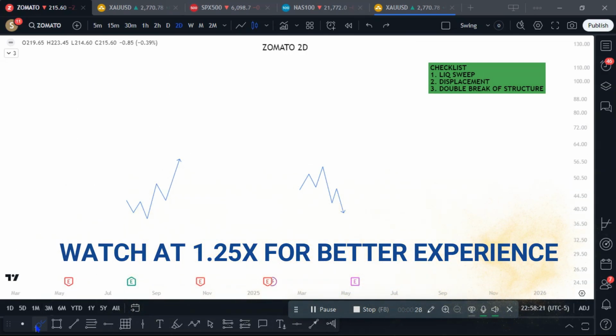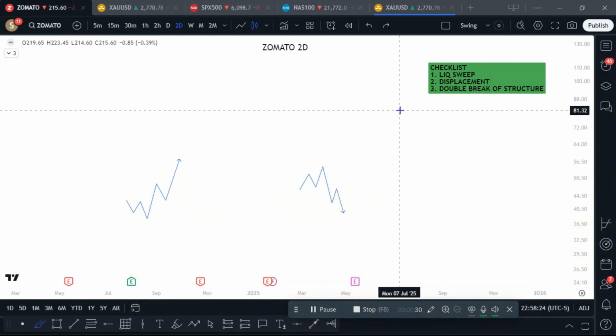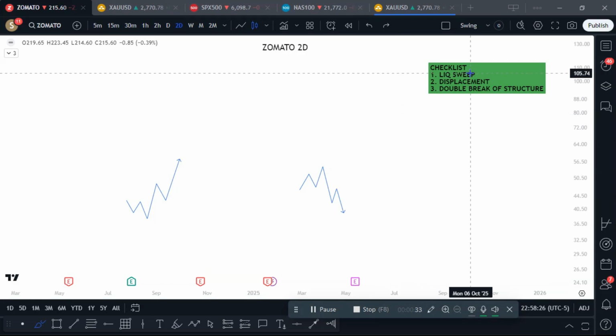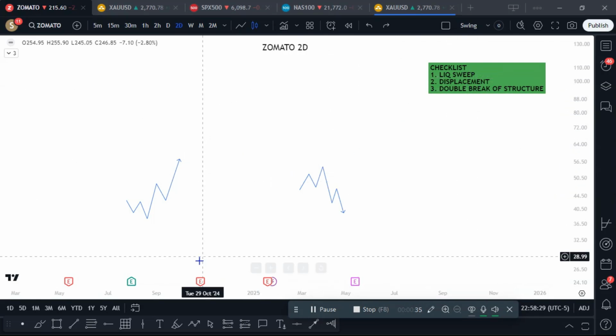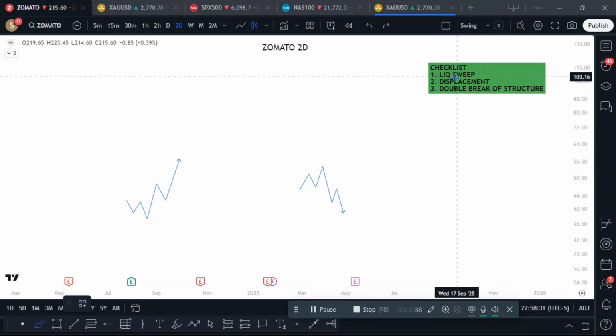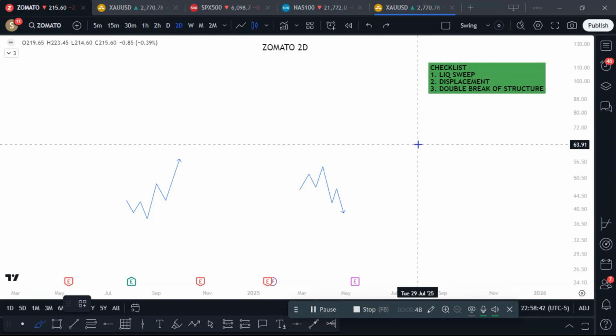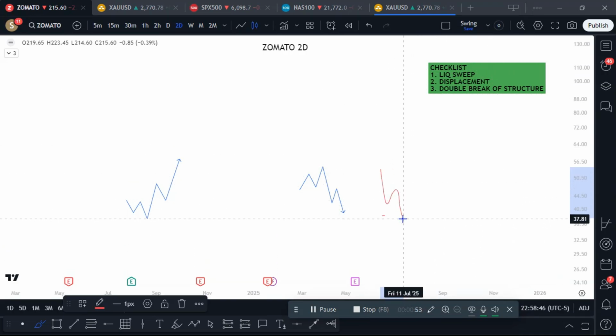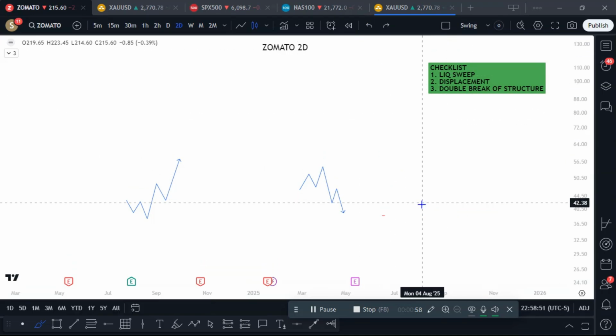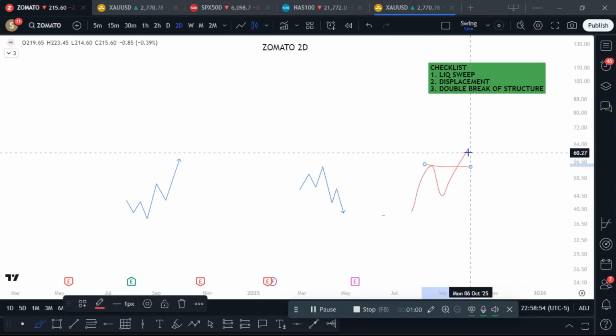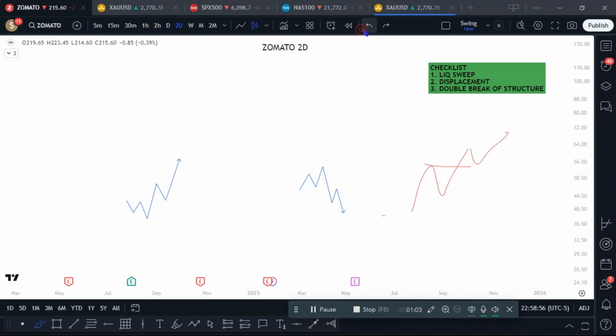In this strategy we need 3 conditions which the market must fulfill so we can place our trades. Number 1, we need a liquidity sweep. Number 2, after the liquidity sweep we need displacement. What is displacement? Displacement is an aggressive move which leaves a fair value gap when it makes a market structure shift. And number 3, a double break of a structure like this. This is the first break, this is the double break. So these 3 are our criteria, and we will trade after that.